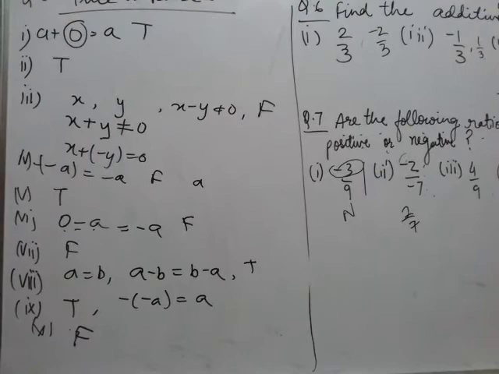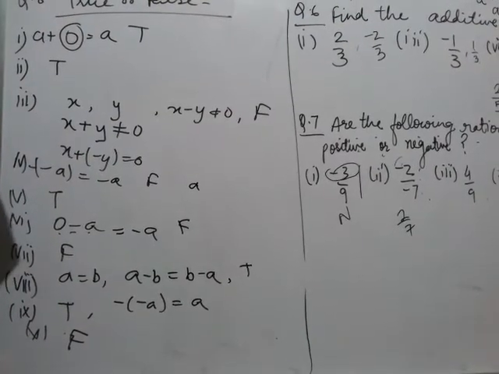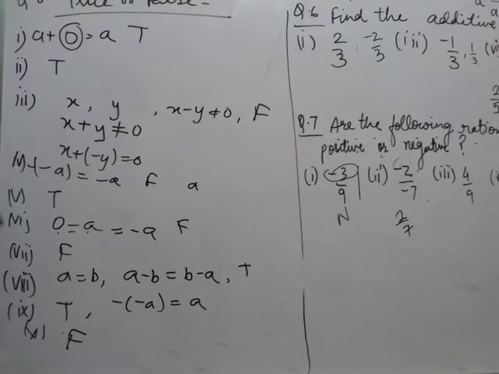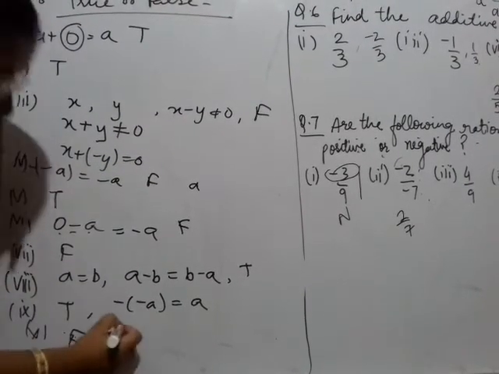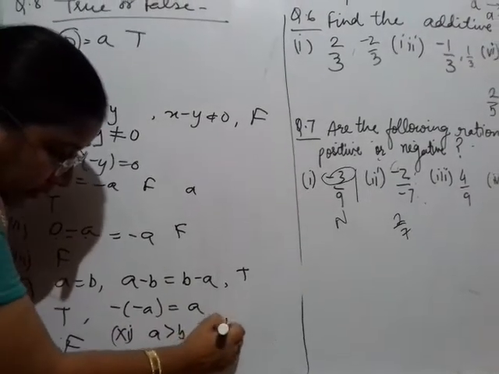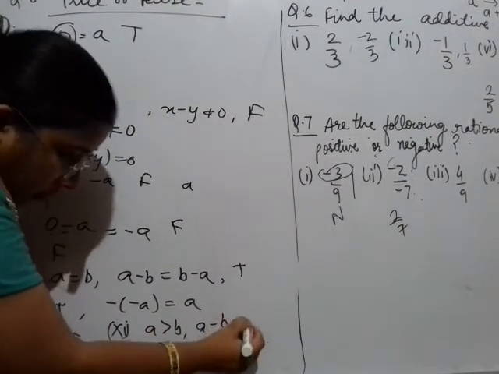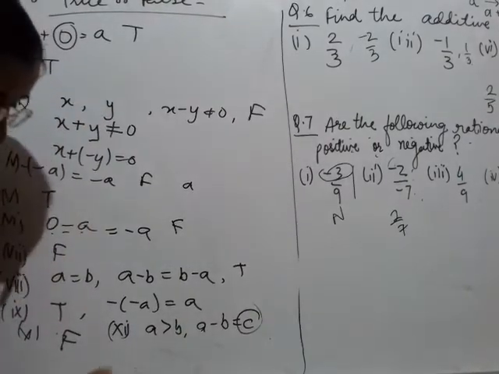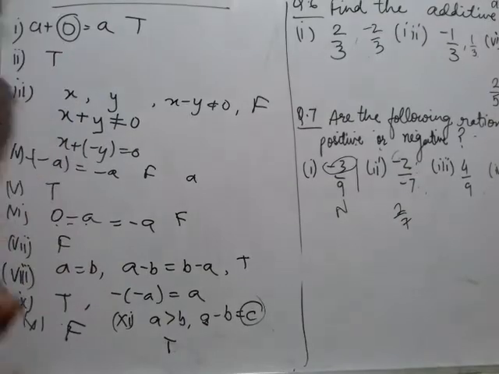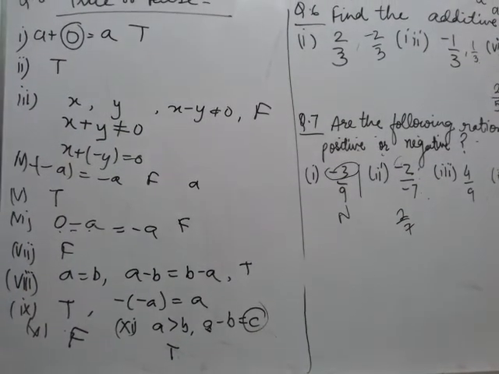The last one: if a and b are two rational numbers such that a is greater than b, then a minus b is a positive rational number. Yes, of course. If a is greater than b, then a minus b is a rational number, and it will be positive because a is bigger. So the answer is true. So this is all for today.